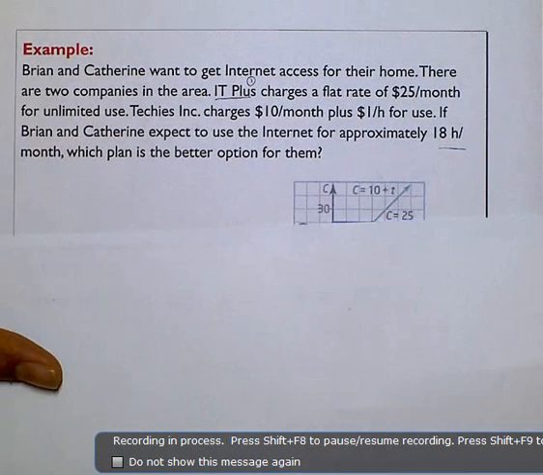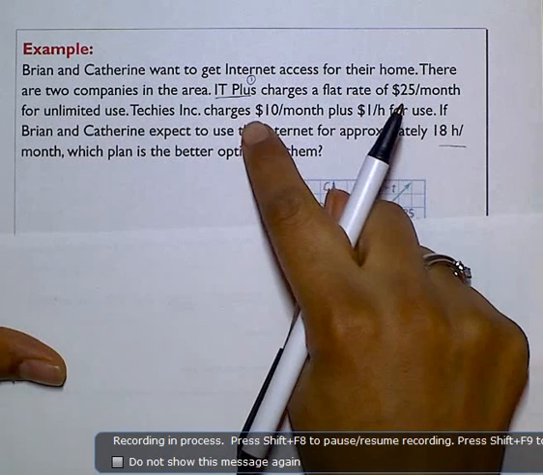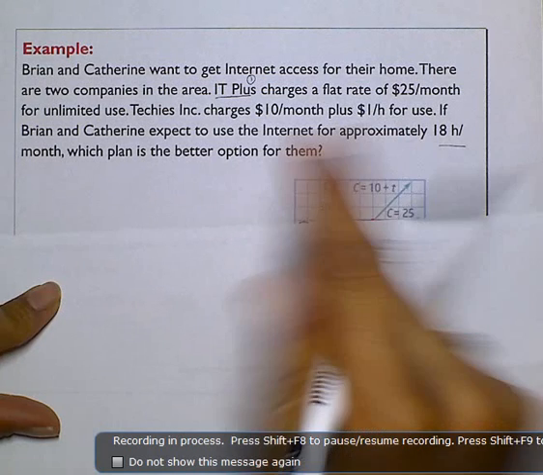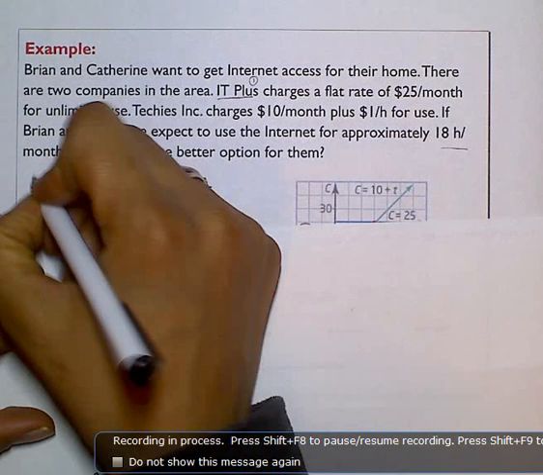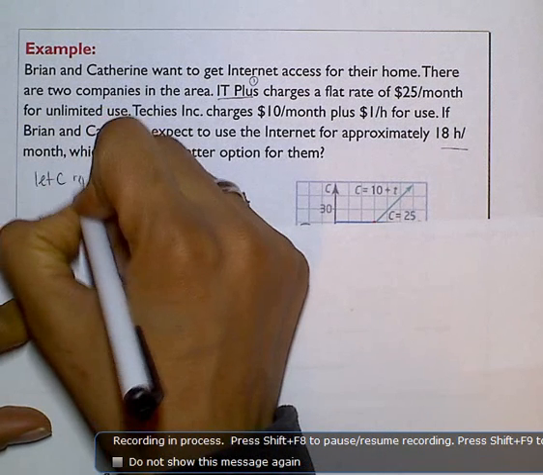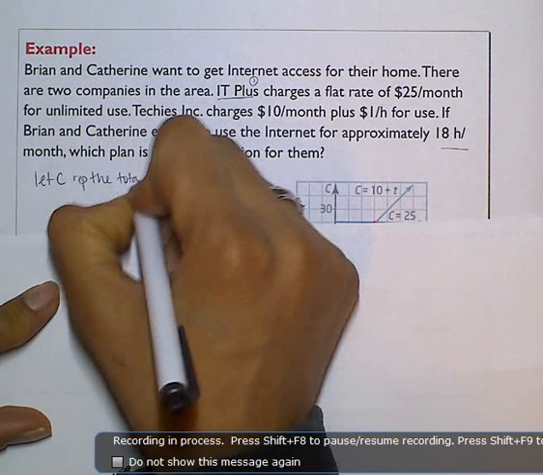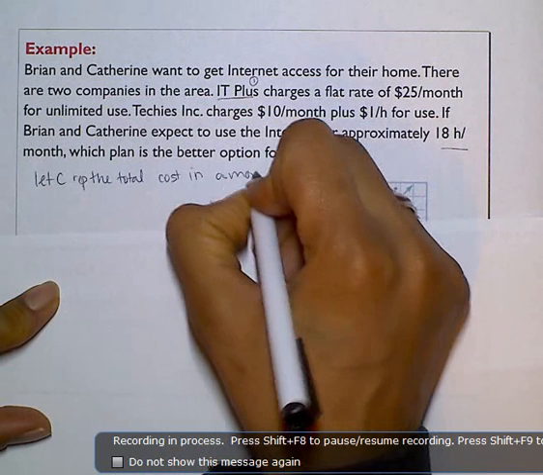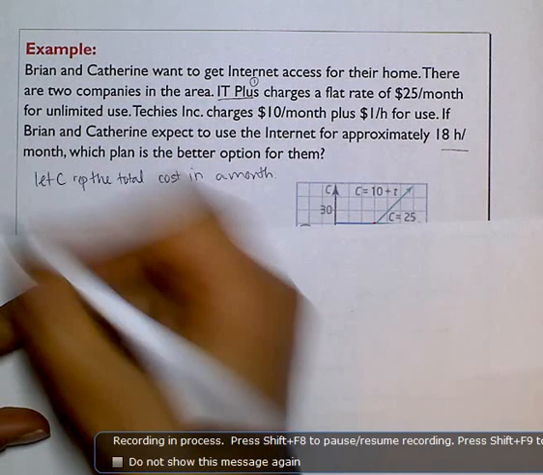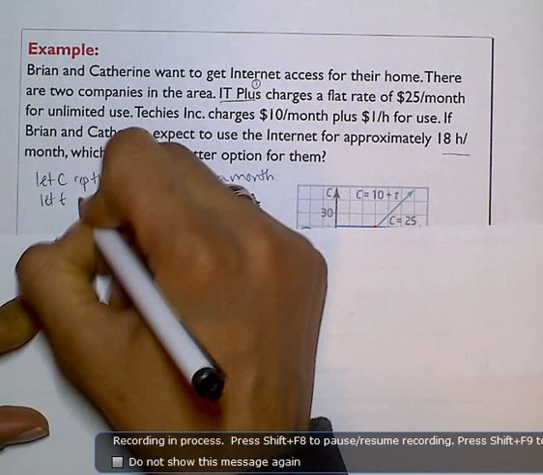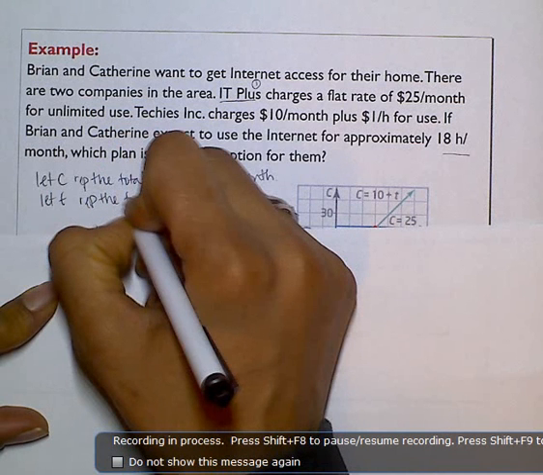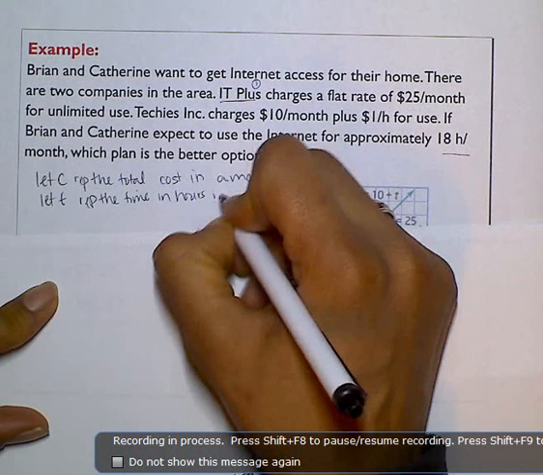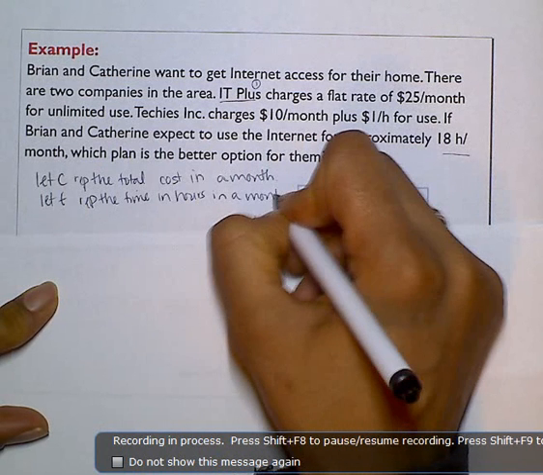So let C represent the total cost in a month. So again, we're looking at monthly cost. And let T represent the time in hours, and then again in a month. Okay, so let's set up our two equations. The first one, which is the IT Plus, there is only a flat rate charge. There's not an hourly charge. So my C is going to equal 25 only.